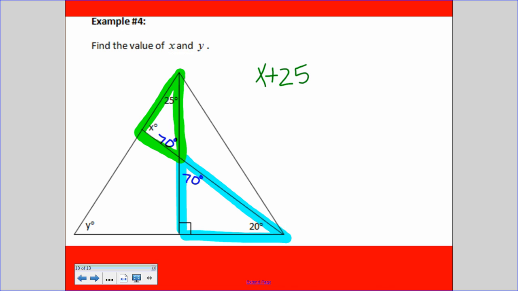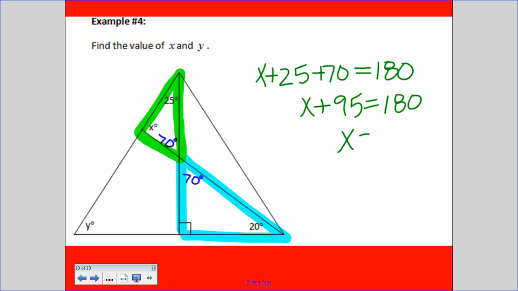What are we talking about raising our hands? So x plus 25 plus 70 has to equal 180. So x plus 95 has to equal 180, and Felix already said that that means that x is 85 degrees. Still got one to find though. We still have to find our y.